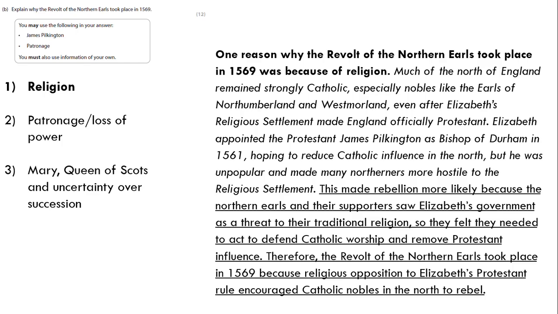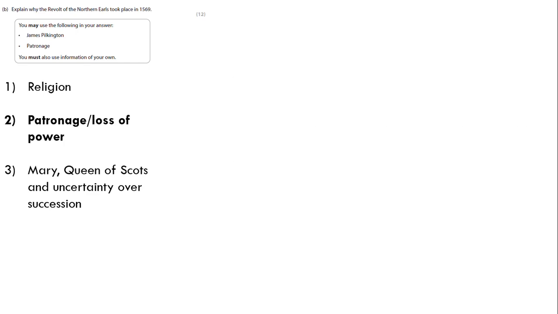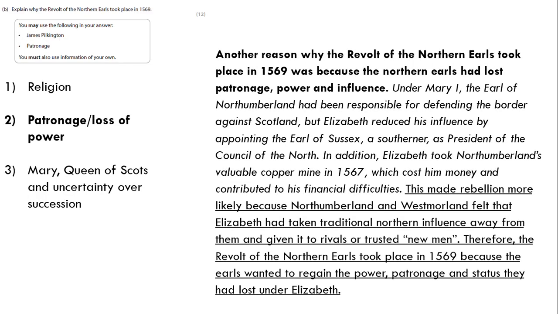So we've got a strong, developed explanation here in underlined font. And that's religion. So you could just say they wanted to make England Catholic again, but you need the supporting detail. North remains Catholic despite the religious settlement, and you've got to talk about James Pilkington. He was appointed Bishop of Durham, but he was Protestant, and he was unpopular with the Catholics. And the second reason then is patronage and a loss of power. We can see this in our opening sentence.